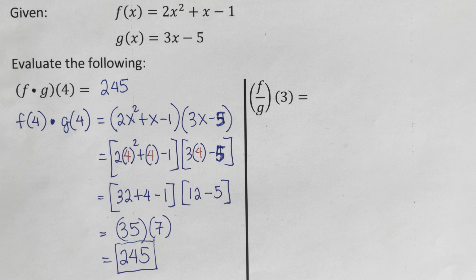Okay, so we go over the problem here. So this f divided by g of 3 is actually equal to f of 3 divided by g of 3. So then we can go ahead and plug the expressions in. So our f of x is 2x squared plus x minus 1, and then the g of x is 3x minus 5. So I'm just going to write that up here.